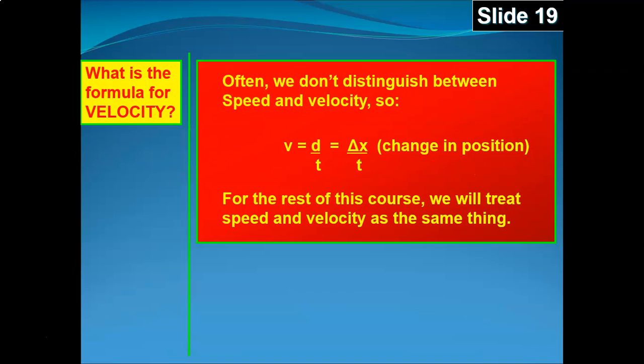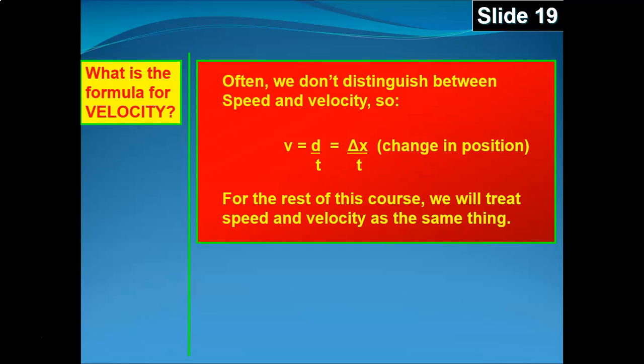So what is the formula for velocity? Often we don't distinguish between speed and velocity. So velocity equals distance over time, which equals change in position over time. In other words, after just teaching you that there's a difference, for the rest of this class, we're generally going to treat them the same.